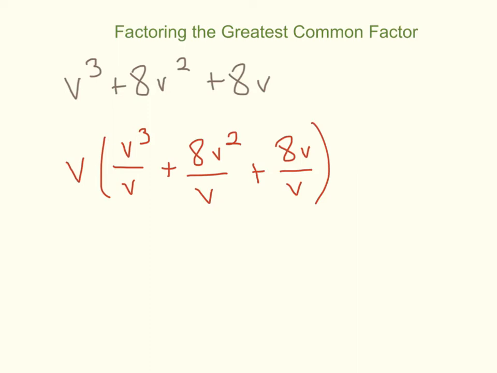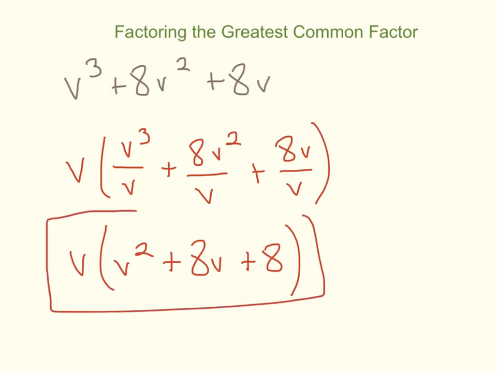Now just go through and simplify each fraction. V cubed divided by v would be v squared. V squared divided by v would be v. And then v divided by v cancels, so that's just plus 8. If you look in your parentheses, you'll notice we don't have common factors with all three of them anymore. Also notice I put my common factor in my final answer still. Don't forget to include that.